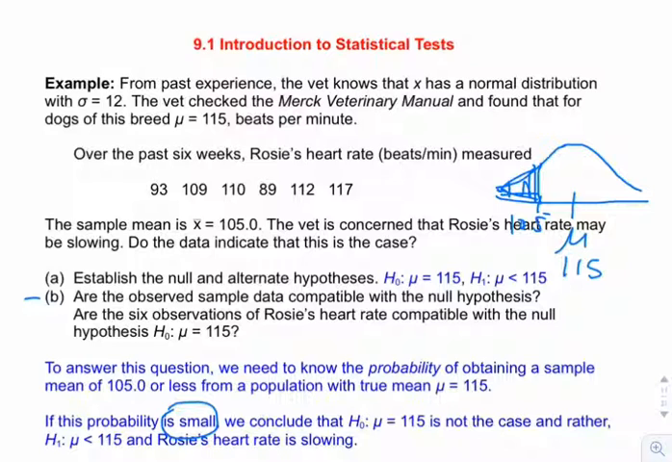If, on the other hand, there's a pretty good chance of getting a sample mean of 105, if it's not a small probability, then we'll say sounds fine. We don't have enough reason to switch and say our mean is anything else, and we will stick with the mean being 115.